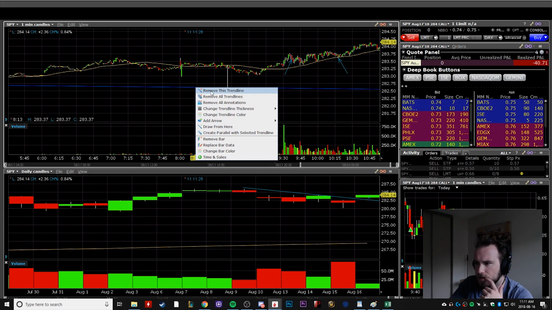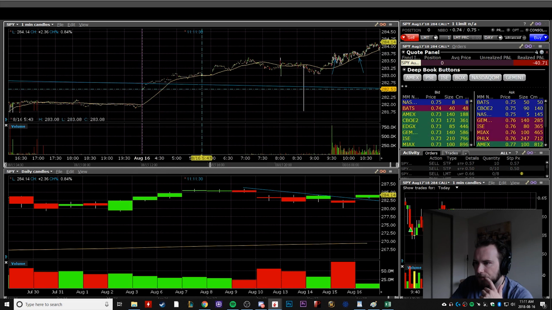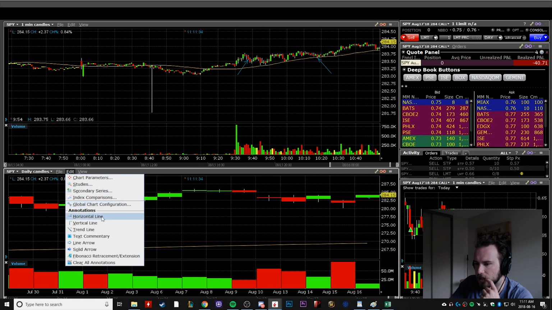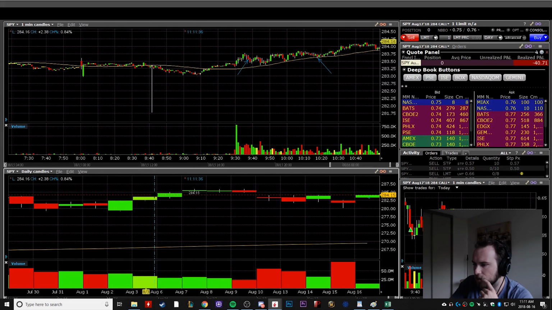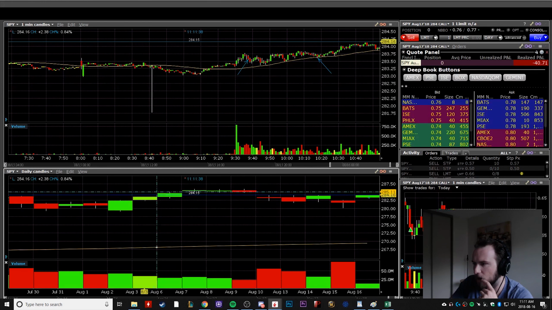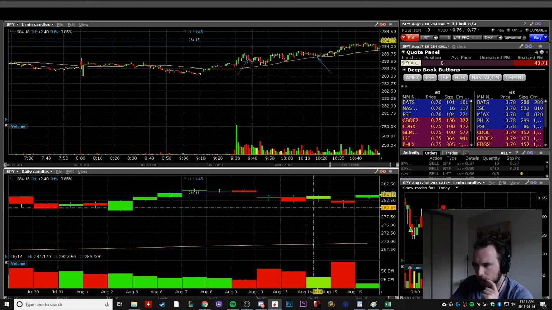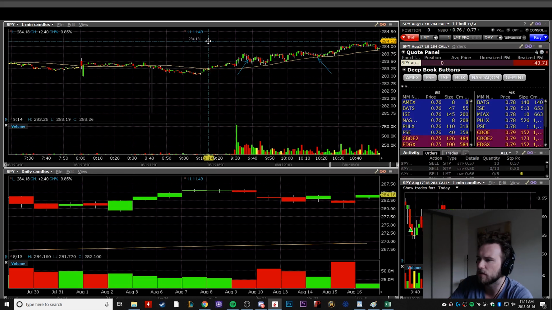Sorry, let me mark something here. It was right here on the daily. This was my target. So I knew our next resistance here was around this level. If you look, yeah, it's exactly right there. You can see down here it says 284.17. So 284.17 is right here.